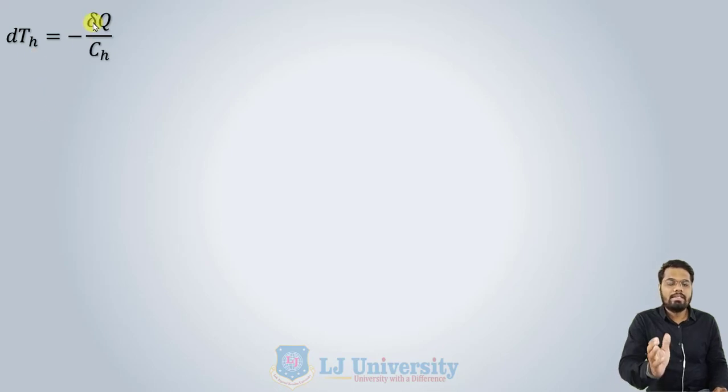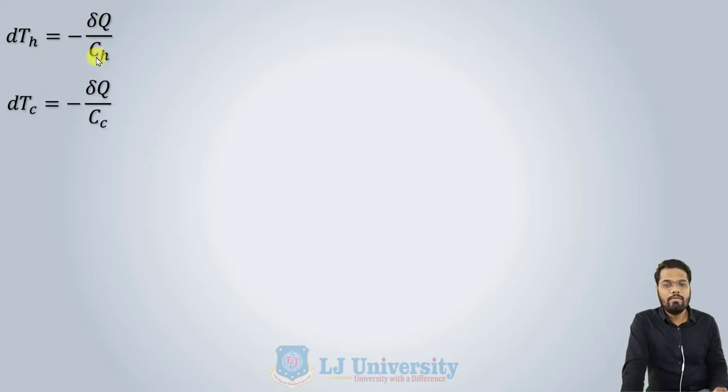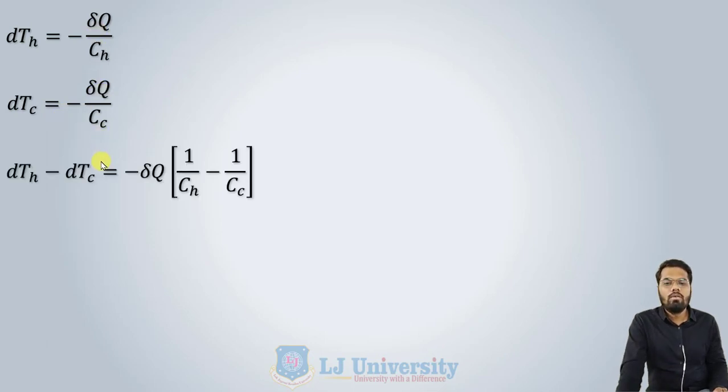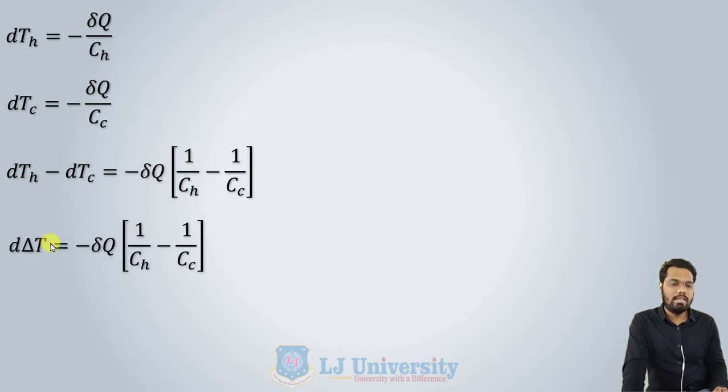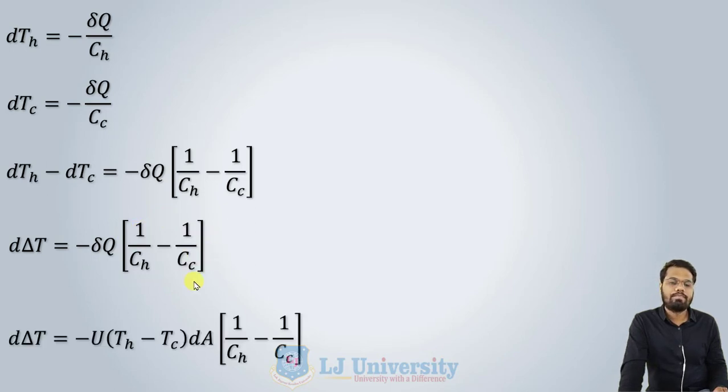Now from this equation, we can find out the value of dTH, which is minus del Q by CH. Similarly, dTc is minus del Q by Cc. Now, dTH minus dTc would be minus del Q, common in bracket, 1 upon CH minus 1 upon Cc. So dTH minus dTc is d delta T. We can write TH minus Tc as delta T from the figure. Minus del Q, 1 upon CH minus 1 upon Cc, as it is.